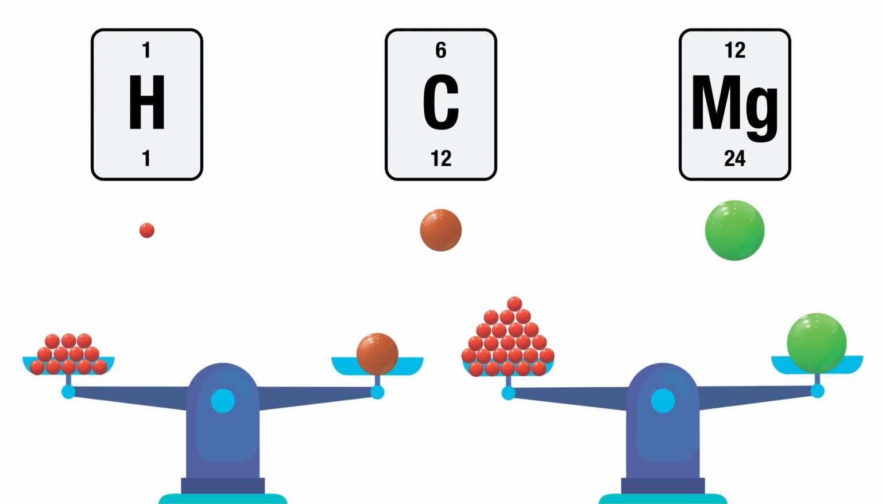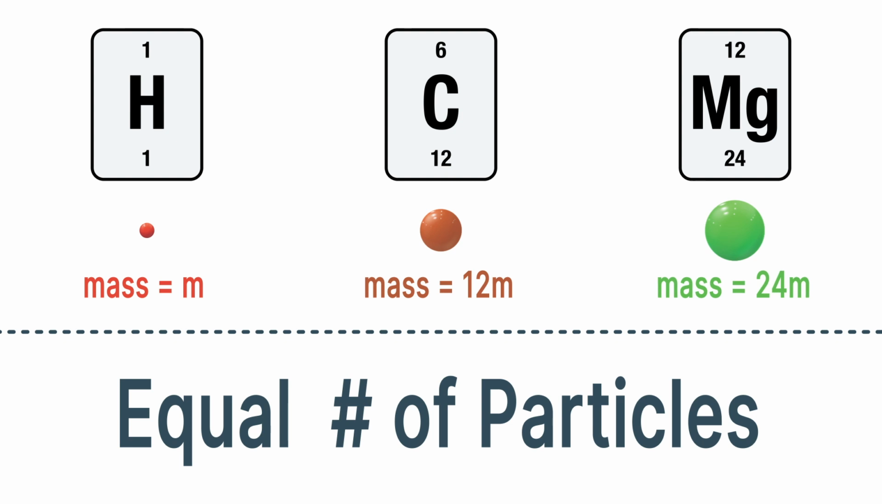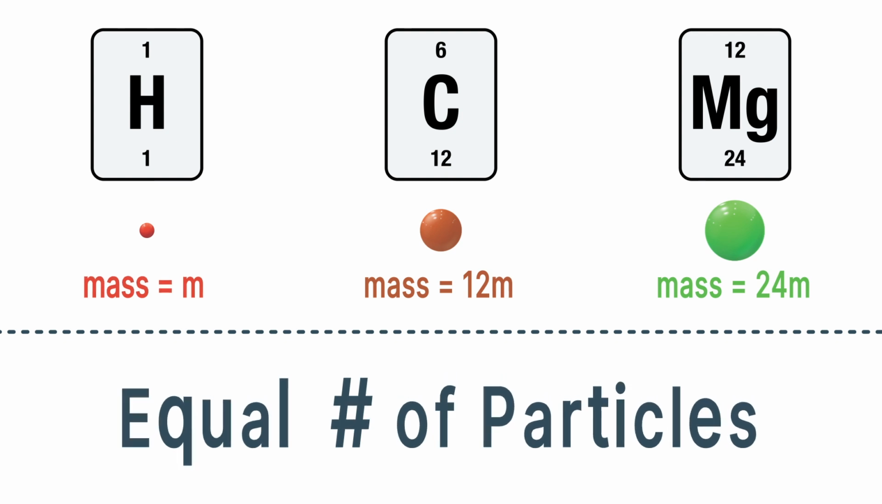Now here's the important bit. This means that if I have equal numbers of particles of all 3 elements, the carbon atoms will have 12 times the mass of the hydrogen, and the magnesium will have 24 times the mass of the hydrogen, and twice the mass of the carbon. This is simply because of the relative masses of the individual particles. If one particle is 12 times heavier than another particle, then the same number of particles will always be 12 times heavier, and so on. For example, 100 carbon atoms will be 12 times heavier than 100 hydrogen atoms, and 1,000 magnesium atoms will always be twice as heavy as 1,000 carbon atoms.